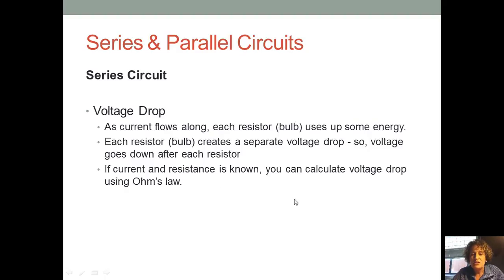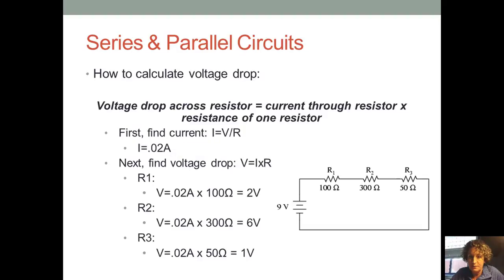Voltage drop. As current flows along each resistor or bulb, it uses up some energy. So each bulb creates a separate voltage drop. So voltage basically goes down after each resistor. So when current and voltage are flowing through a series circuit and it hits the first lamp, the voltage is going to decrease. We call that a voltage drop. If we know the current and resistance, we can calculate the voltage drop using Ohm's law. So how to calculate the voltage drop?